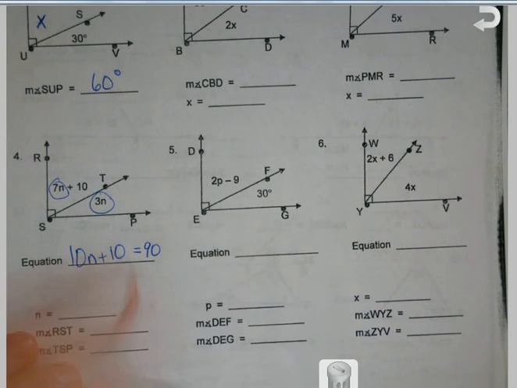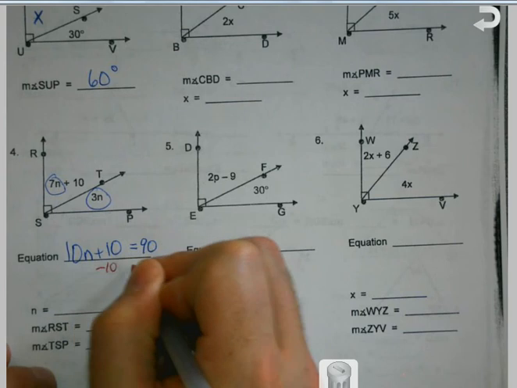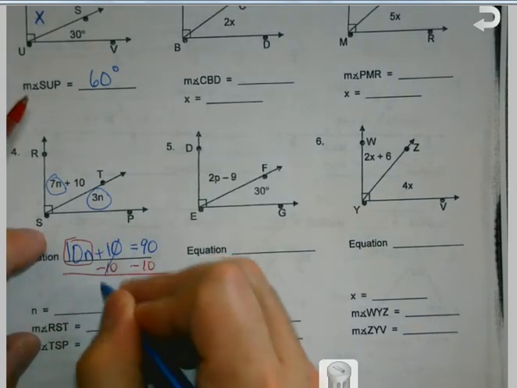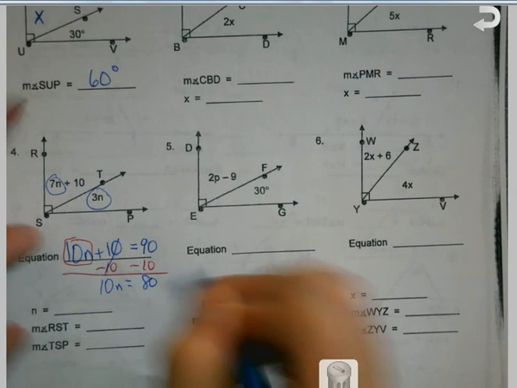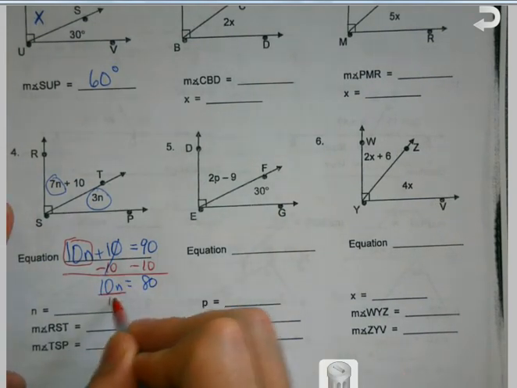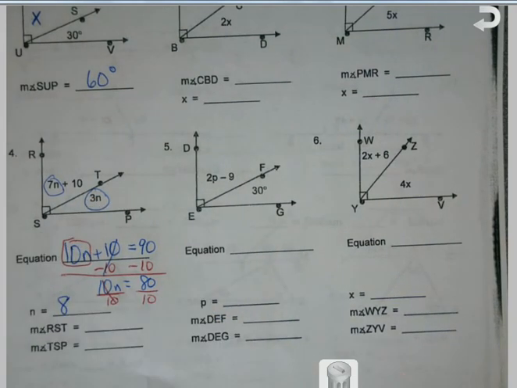Okay, so let's solve this. What do I have to do to get n alone? Subtract 10, thank you. I agree, 80. So then what's n going to equal? 8. Absolutely. Now, here's the part that I got to be a little more watchful of.